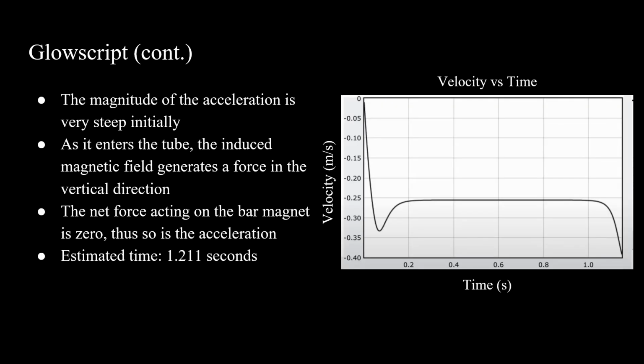So when we run this program, we can see from the output graph that the magnitude of the acceleration is very steep initially, but as the bar magnet enters the tube, the induced magnetic field generates a force in the vertical direction opposite to the weight. So the net force acting on the bar magnet becomes zero, and thus so does the acceleration. And using GlowScript, we were able to estimate a time of 1.211 seconds, as I mentioned earlier.